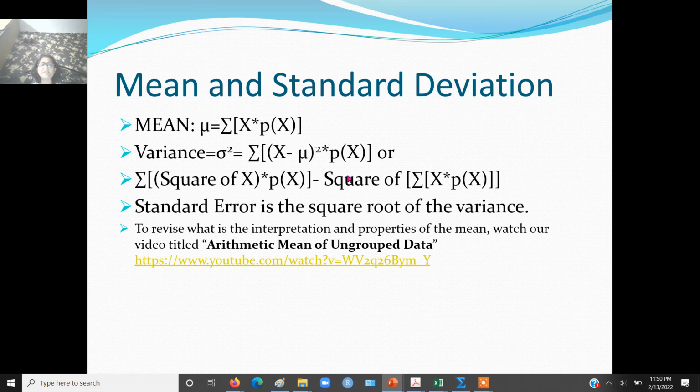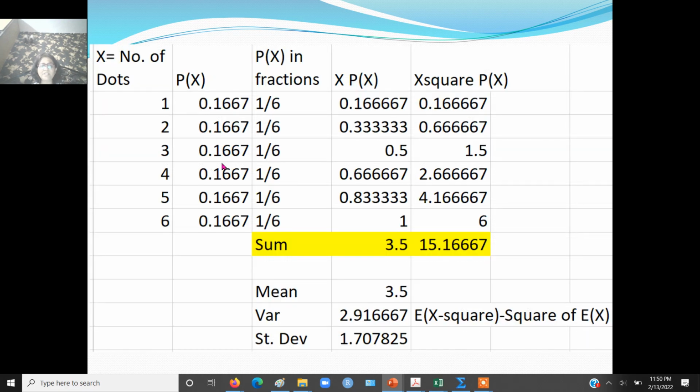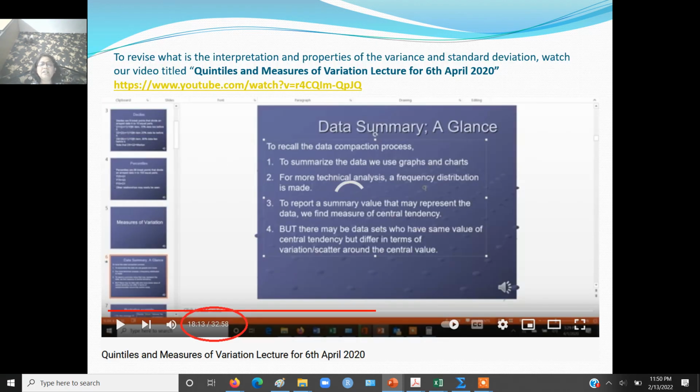Similarly, if you want an in-depth video on variance, we also have a video on variance, and the title of that video is Quintiles and Measure of Variation lecture. By the way, I recorded it on 6th April 2020, so that's just the date, you can ignore it. I have encircled the timestamp because in this video lecture some other concepts are discussed as well. If you want to focus only on understanding variance, you should go to approximately the 18 minute mark, and from there you can have a detailed lecture on what is meant by variance and how we interpret it.